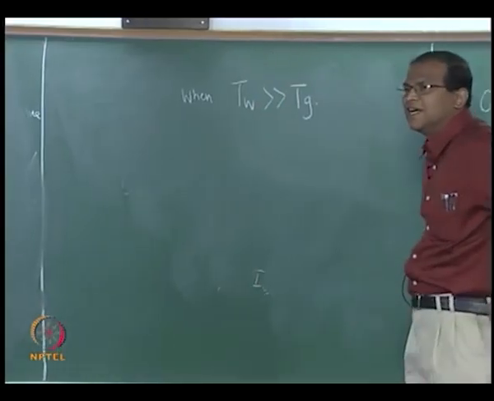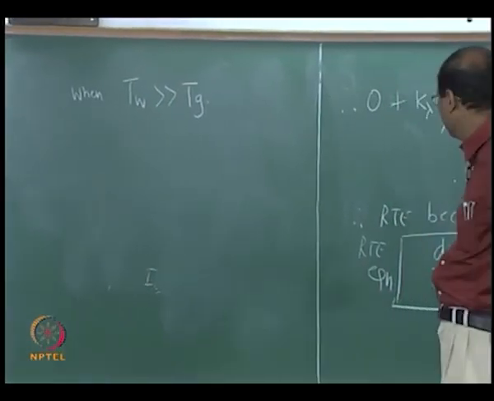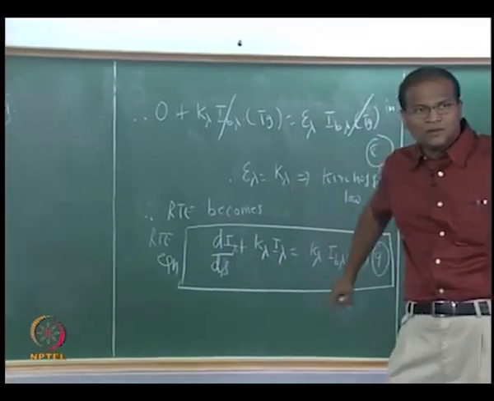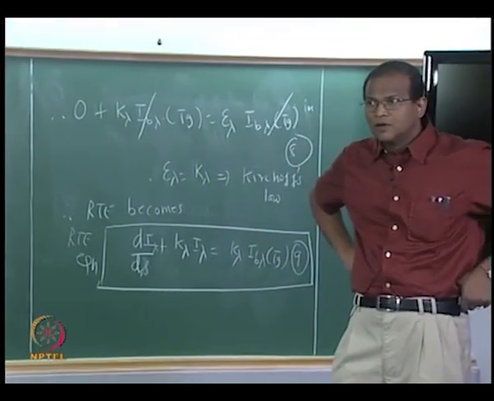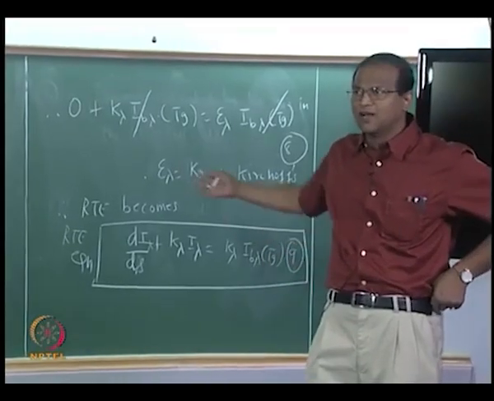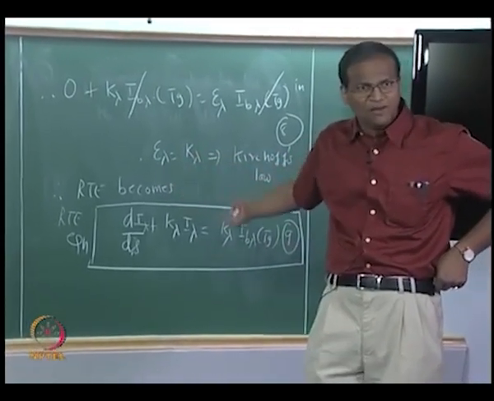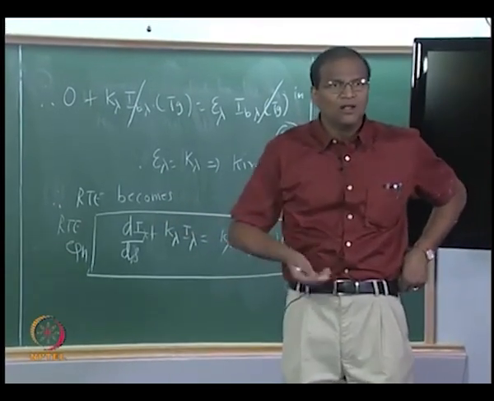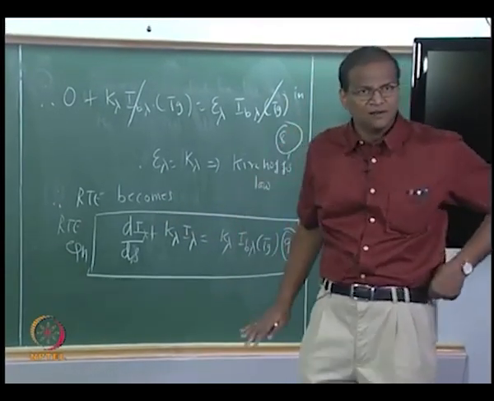When Tw is much greater than Tg, what happens to the equation? Which term can be neglected? The epsilon lambda Ib lambda of Tg is much smaller compared to the other terms in the equation, because the emission component is very less, okay. I have a 1000 Kelvin wall and the gas is only at 300 Kelvin, okay.